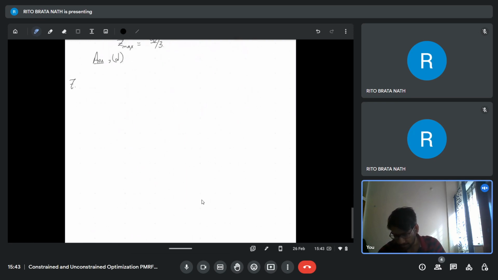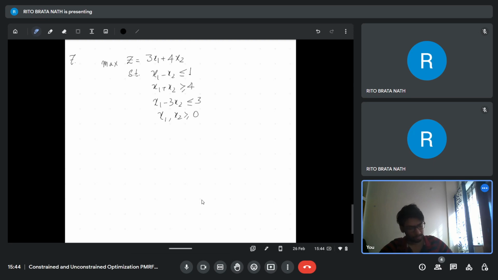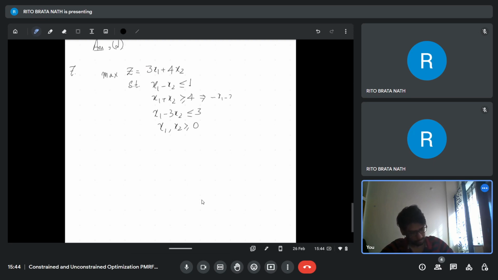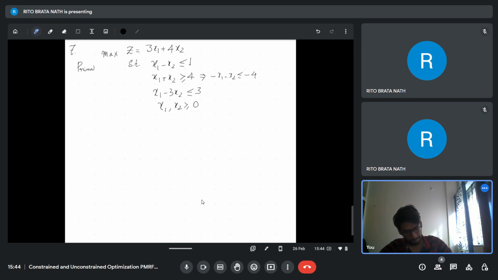So let's move on to problem 7. Construct a dual of the LP and solve both primal and dual. So let's again do the same kind of exercise. This is subject to x1 minus x2 less than or equal to 1, x1 plus x2 greater than or equal to 4, and x1 minus 3x2 less than or equal to 3, x1, x2 greater than or equal to 0. So let's solve this. This is your max problem. For a min problem, first let's convert this. This is your primal.